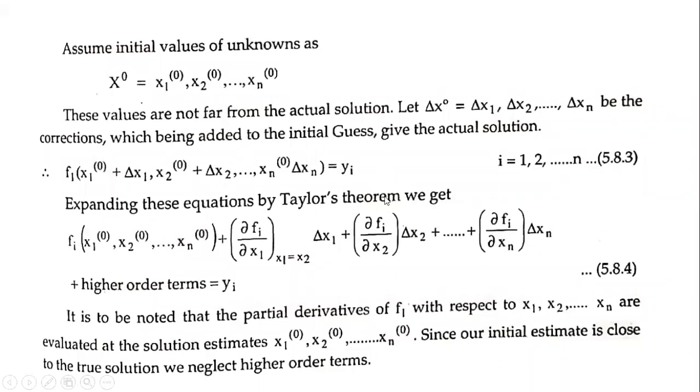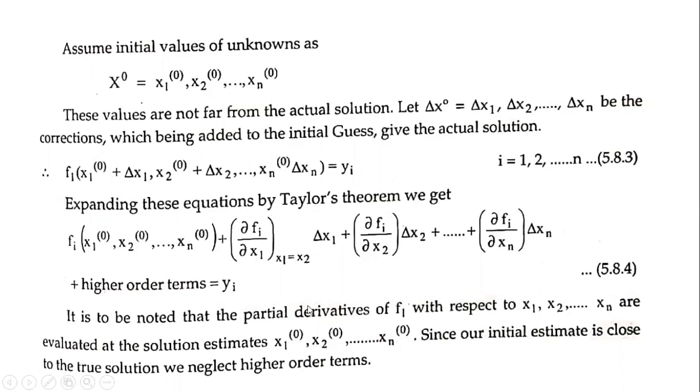Okay, we apply Taylor's theorem. Then we write f1 of x1 of 0, comma x2 of 0, comma xn of 0, plus delta x1 into dou fi by dou x1, plus delta x2 into dou fi by dou x2, and so on, plus delta xn into dou fi by dou xn, plus higher order terms.